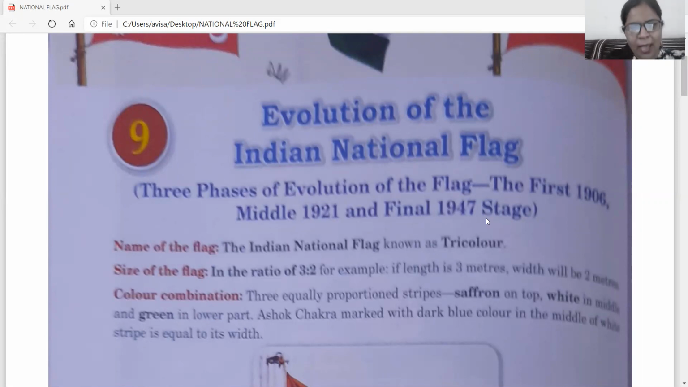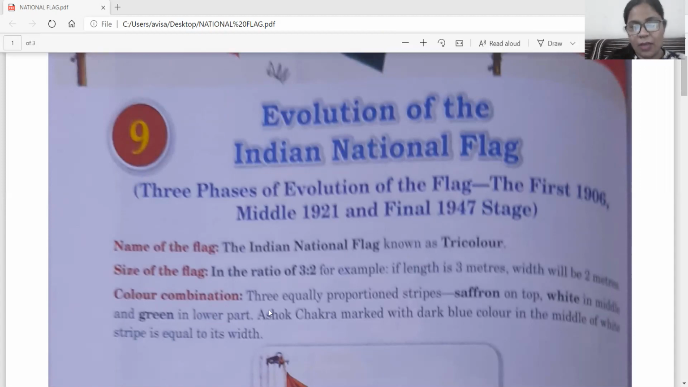The name of the flag: the Indian national flag is known as the tricolor. The size of the flag is in the ratio of 3 to 2. For example, if the length is 3 meters, the width will be 2 meters. Color combination: everybody knows there are three colors. That's why it is known as the tricolor.